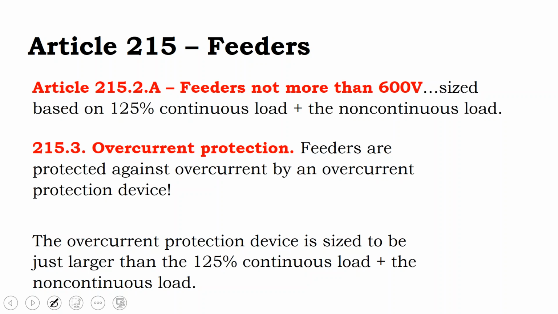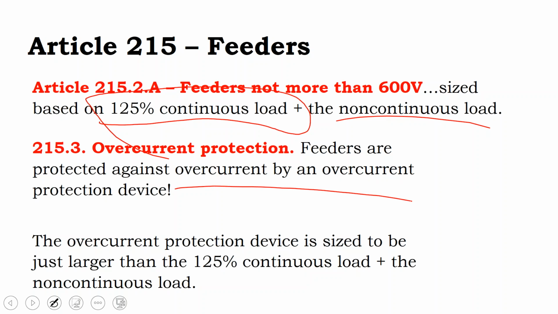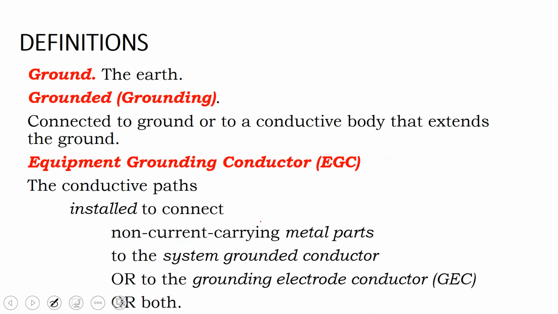Now, there are different rules for higher voltages or lower voltages, but in general, feeder circuits are going to be sized off 125% of the continuous load plus any non-continuous load. They're protected against overcurrent by an overcurrent protection device, and that device is sized to be just larger than 125% of the continuous load. In other words, you take the feeder amperage, multiply by 25%, and then round up to the nearest breaker sizing.